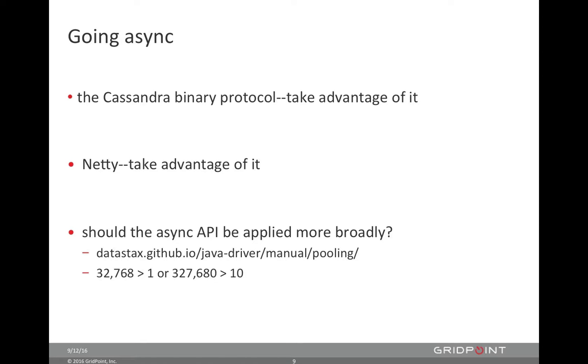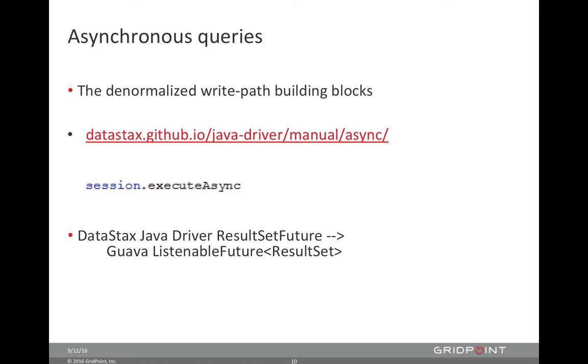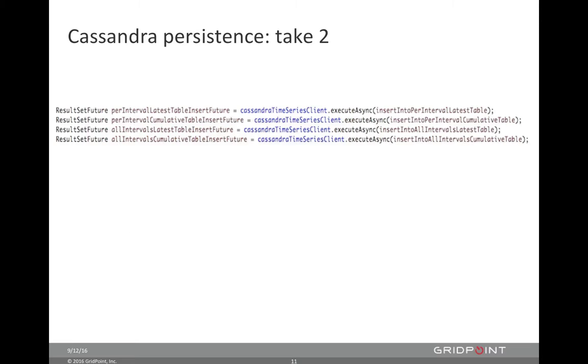If you do this, you're apt to overload the Cassandra cluster unless it's huge. These next few slides should be a bit of a review, so I want to crank through them quickly. I think of asynchronous queries with the session execute async method as the building blocks for writing to a denormalized schema. The execute async method returns a result set future type that's specific to the DataStax Java Driver API, but which is really just a wrapper around a Guava listenable future typed to a DataStax Java Driver result set. Now you see the earlier set of queries getting executed asynchronously as they should be.